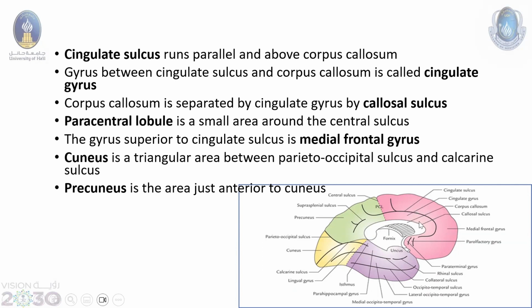Then the corpus callosum is separated from the cingulate gyrus by a sulcus here. This is called the callosal sulcus. The callosal sulcus lies between the corpus callosum and the cingulate gyrus and separates the two. So, callosal sulcus.